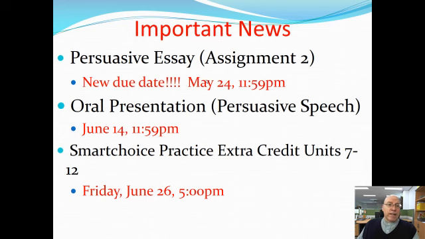So please write this down on your calendar one more time. Your persuasive essay, your assignment 2, the new due date is May 24th at 11:59, okay? Everything else, your oral presentation, June 24th, and your Smart Choice Extra Credits, Units 7 through 12, that's going to be June 26th, okay? So those aren't going to change, but your final essay definitely changed, okay? So you guys get one more week.